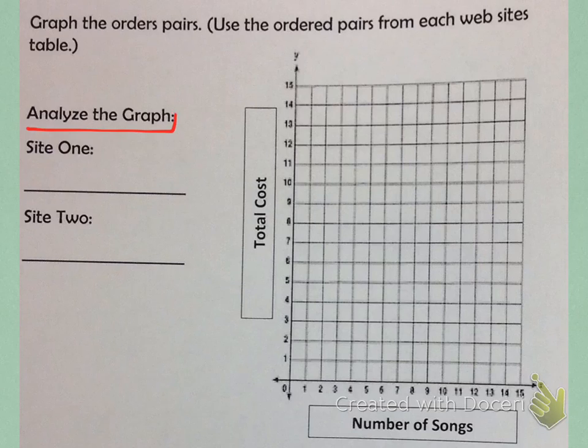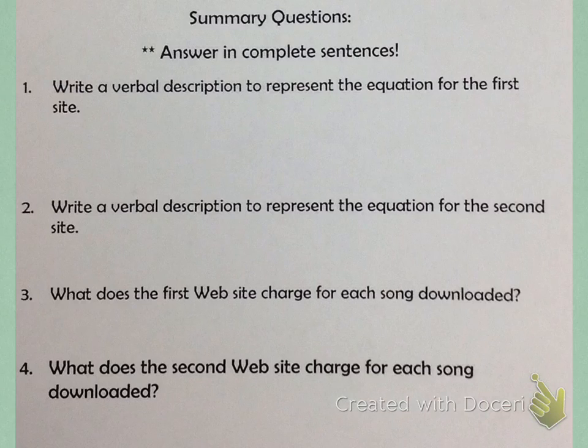Okay, and you will analyze the graph, which means you're telling me if it's linear. So look at line 1 for site 1 and tell me if it's linear, and line 2 for site 2 and tell me if that is a linear relationship. And then you will answer these summary questions, and we will check and go over everything in class. Please make sure if you have questions, write them off to the side. That way we are sure to answer them in class.